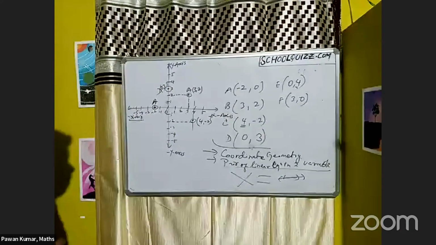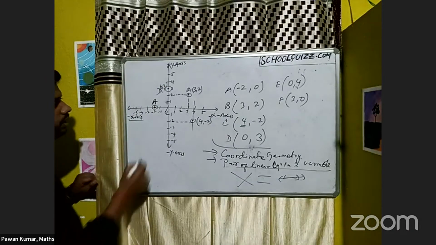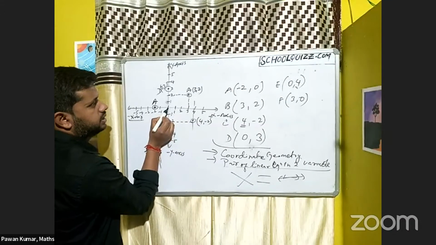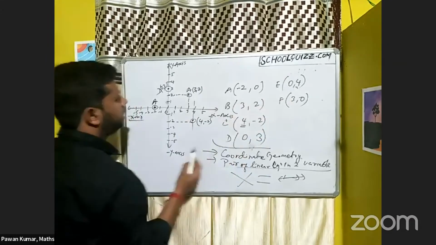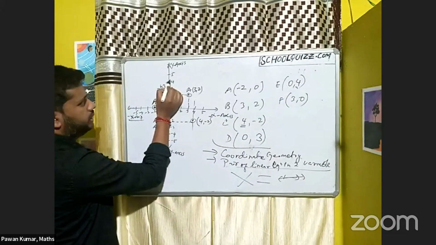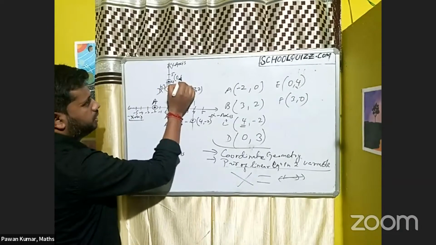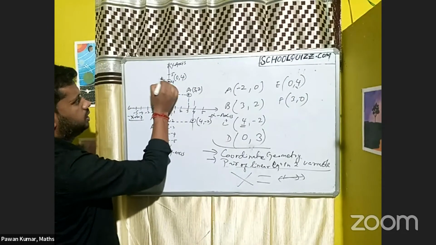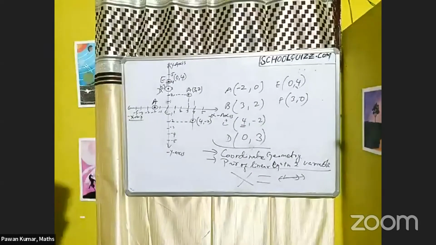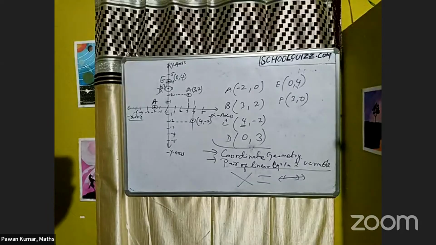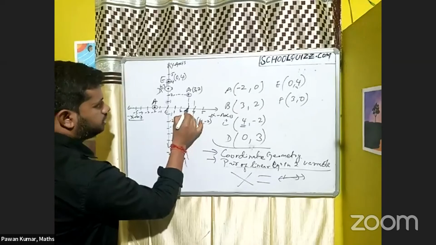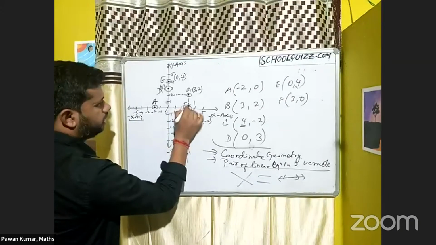Next one, 0 comma 4. 0 means you stay on the origin and no need to move in the x-axis direction because x is 0. Again y is 4, so move upward. This is 0 comma 4 and that point is E. Next, 3 comma 0 means you move to positive 3, but stay on the axis because y is 0. So this is point F.